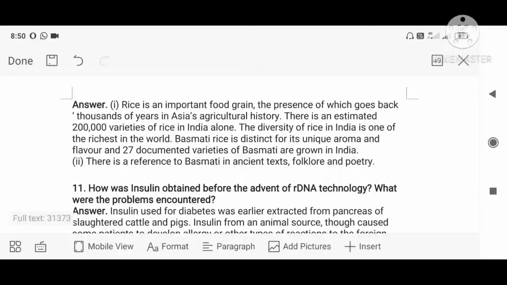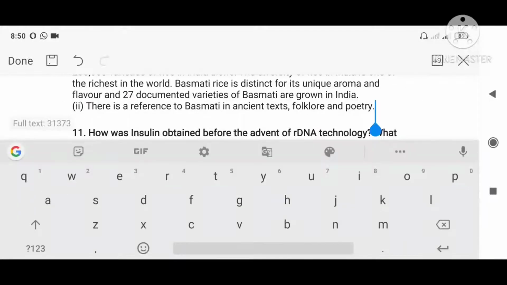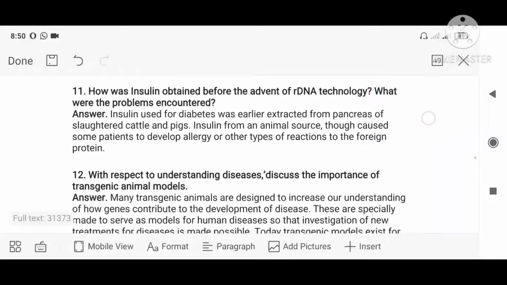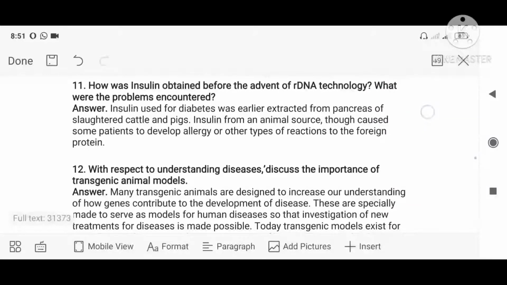Rice is an important food grain in Asia, and we are producing around 200,000 varieties of rice. Diversity in India is one of the richest in the world. Basmati is distinct in aroma, smell and flavor also, and there are about 27 documented varieties of Basmati we already have. This Basmati is also referred to in our ancient textbooks, folklore and poetry. So, no American company has the right to take a patent for the Basmati which belongs to India. That is the answer. How was insulin obtained before the advent of rDNA technology?